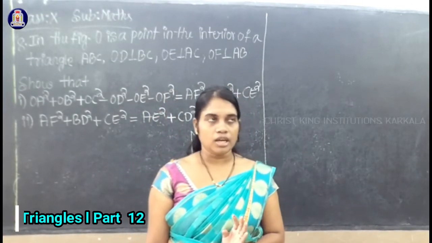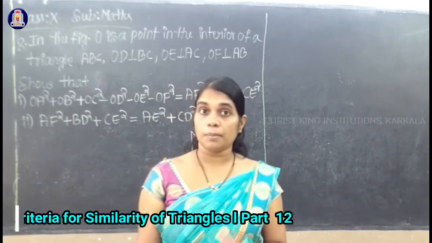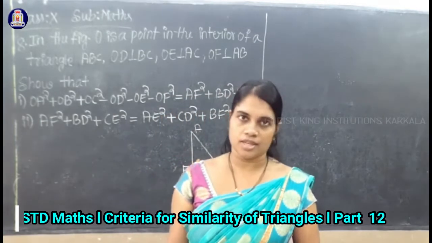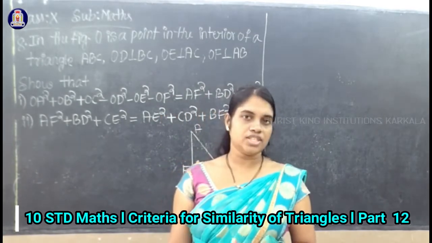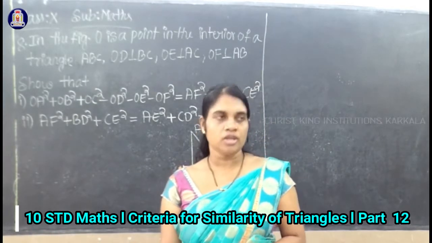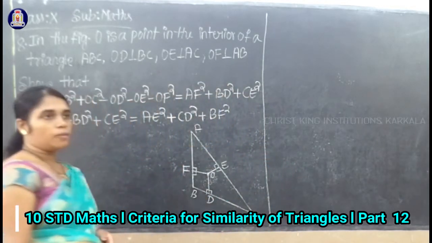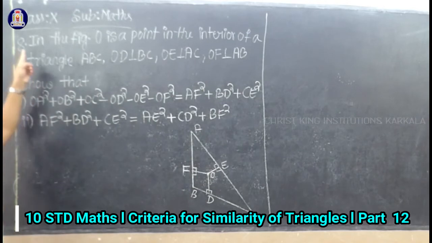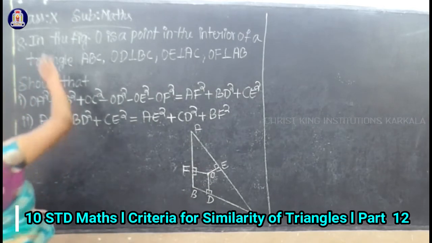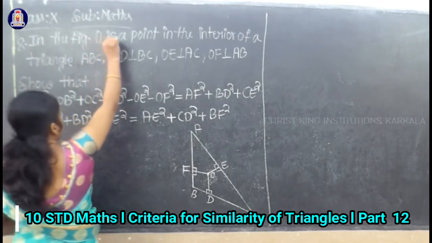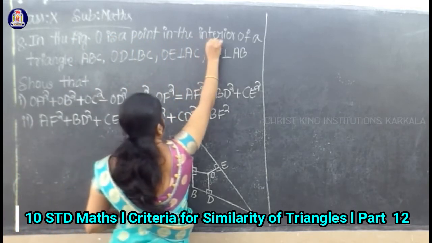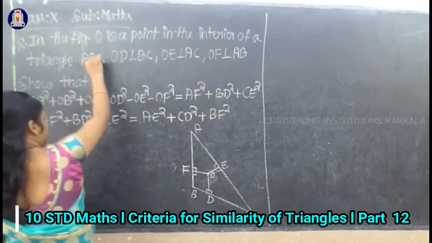In the last session we discussed some problems related to the Pythagoras theorem, isn't it? In today's session we'll continue those problems. So the eighth problem, this is your exercise problem. The eighth problem is given by: in the figure, O is a point in the interior of a triangle ABC.